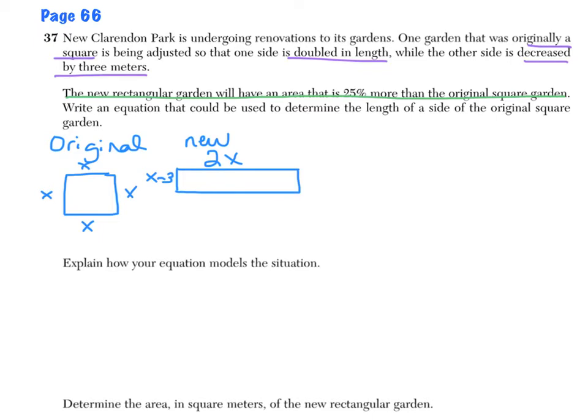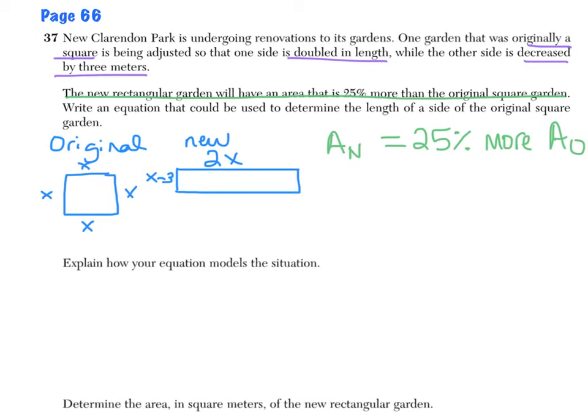So let's talk about the equation that I have to write. It says the new rectangular garden will have an area that is 25% more than the original square garden. That is the basis for our equation. So let's break that apart. The area of the new garden will have an area that is 25% more than the area of the original. So I'm using AN for area of the new, AO for area of the original. Okay, so let's build this equation up from left to right.